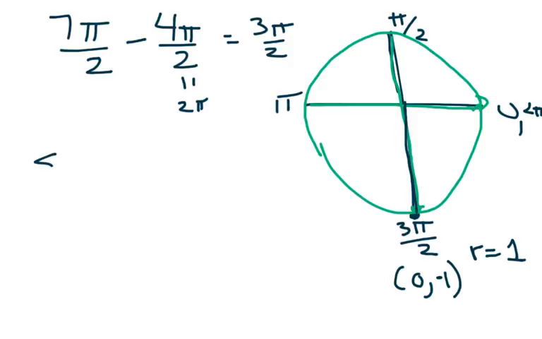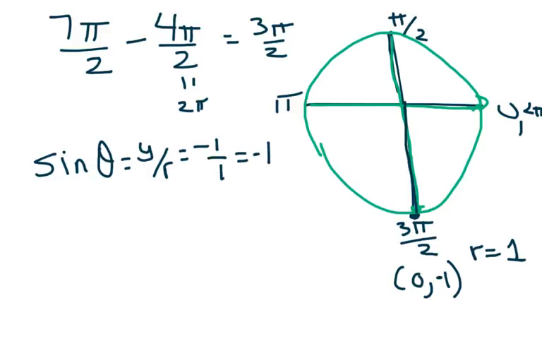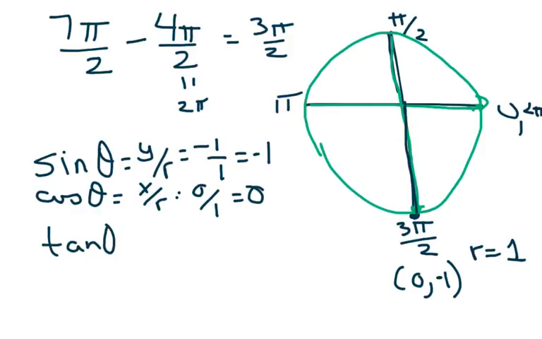So I just do my ratios. Sine of theta goes y over r. Y is negative 1 over 1. That equals negative 1. Cosine of theta equals x over r, which equals 0 over 1, which equals 0. Tan of theta equals y over x, which equals negative 1 over 0, which is undefined.